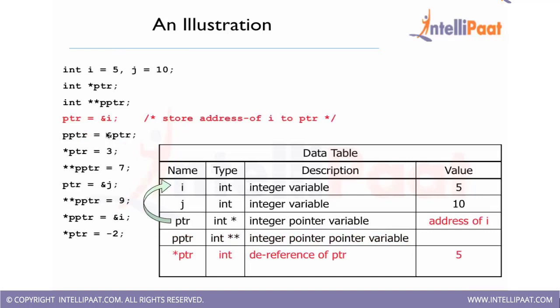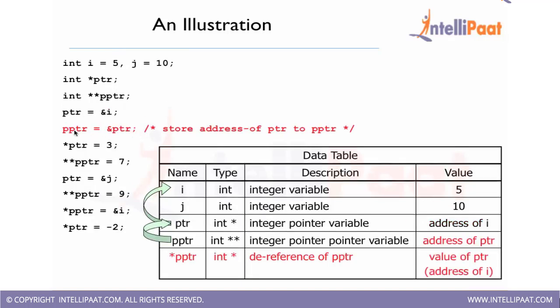Now here I am assigning ptr equal to address of I. So ptr will be assigned the address of I. Then pptr equal to address of ptr. Since it is a double pointer, it will accept the address of a single pointer. So what is stored in pptr is the address of a single pointer, which is ptr.